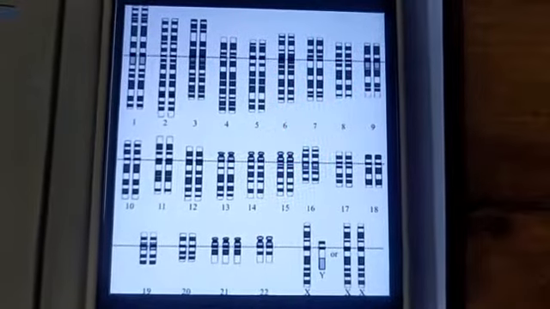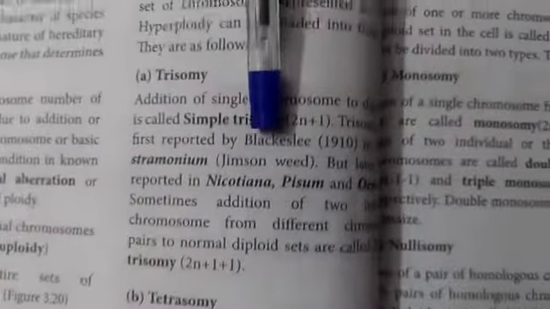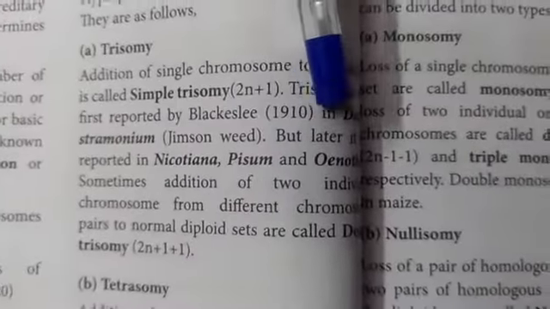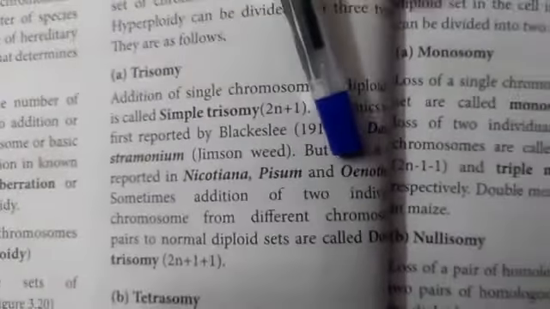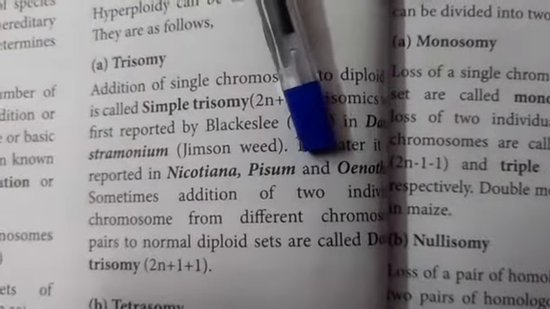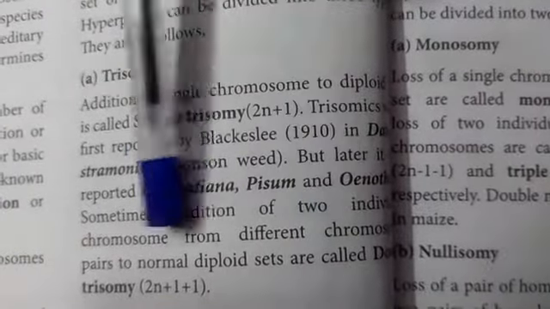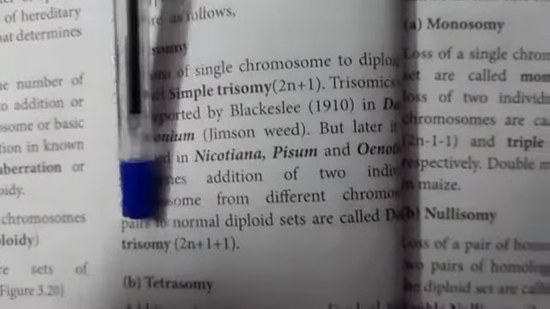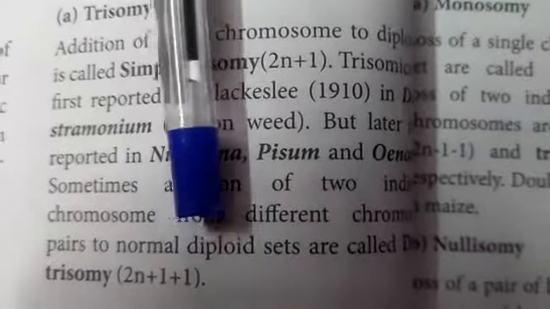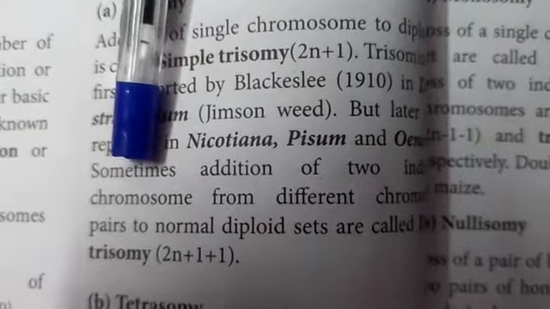Trisomics are also reported in plants such as Nicotiana, Pisum and Oenothera. Sometimes two individual chromosomes from different chromosomal pairs are added to a normal diploid set. This is called a double trisomy, that is, the 2n diploid set plus 1 plus 1.